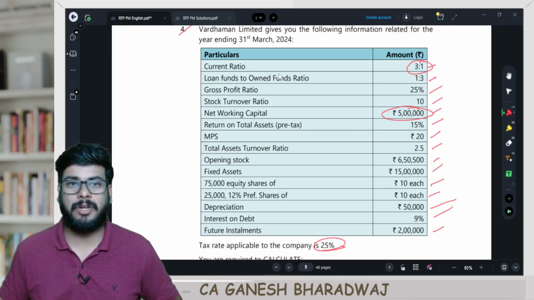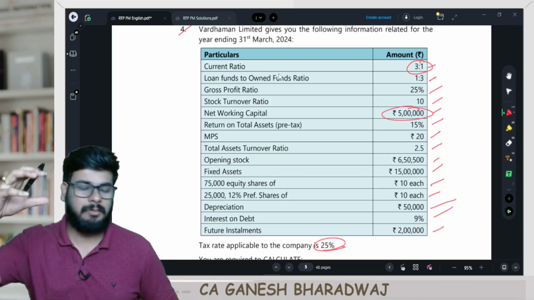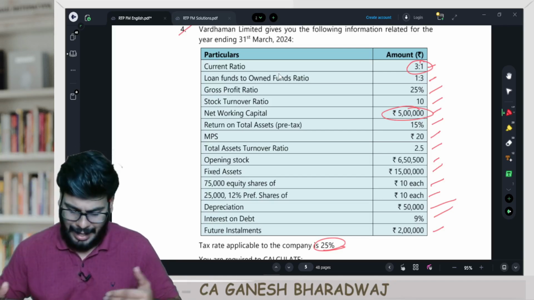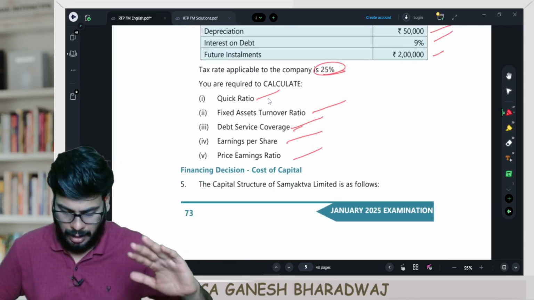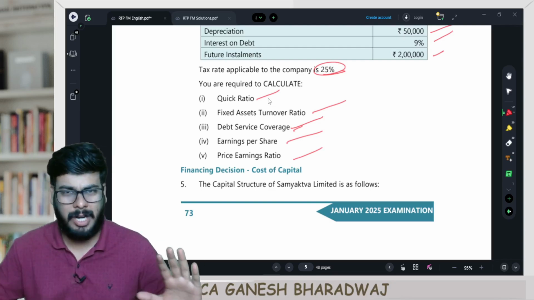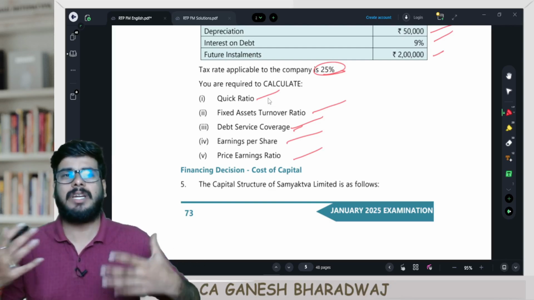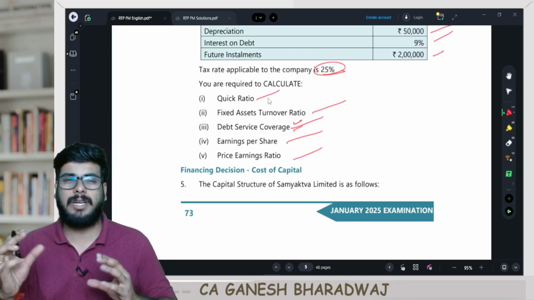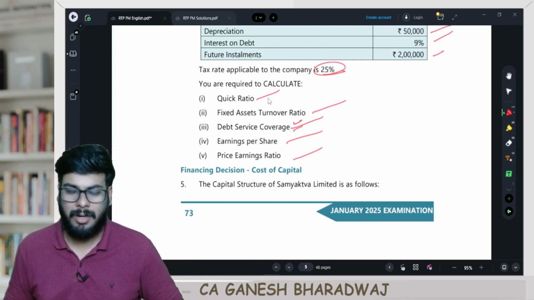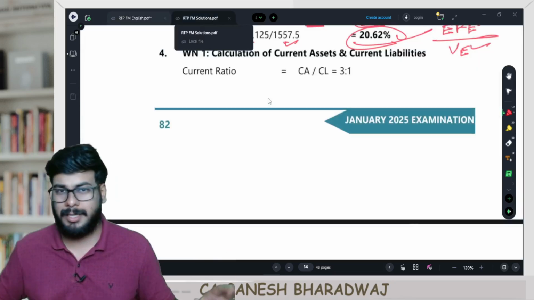So first what we will do is we will first calculate all the missing figures, and then we will get into the final solution of solving all these five parts of the question, right? Pretty much straightforward. This is not a very tricky question and all that. There is only one thing in debt service ratio which they have slightly done differently. That alone I will walk you through, but otherwise this question is pretty much straightforward.